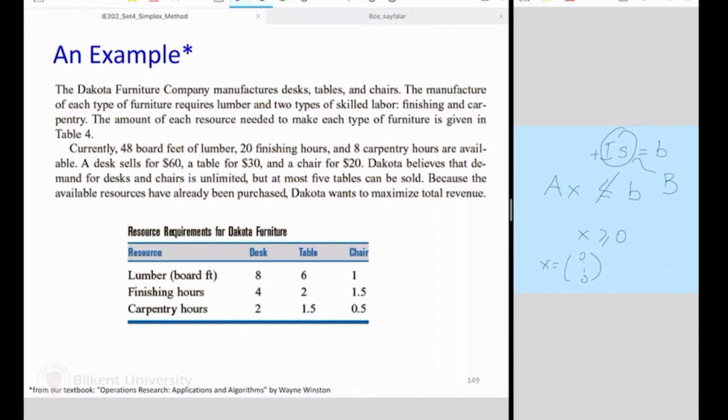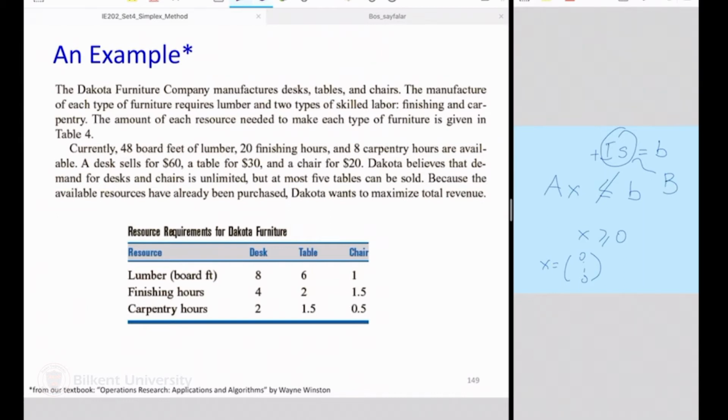Okay, all right, so here's an example. We put a wording to it so that it makes more sense. It's a very simple example. So we have a company, it's producing 3 types of products: desks, tables, and chairs. We have 3 types of resources: lumber, finishing hours, and carpentry hours. So these resources are used in order to produce the products.